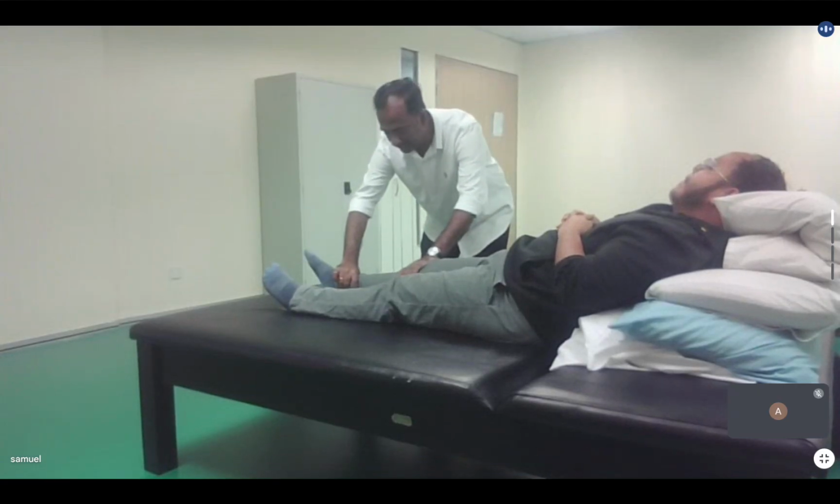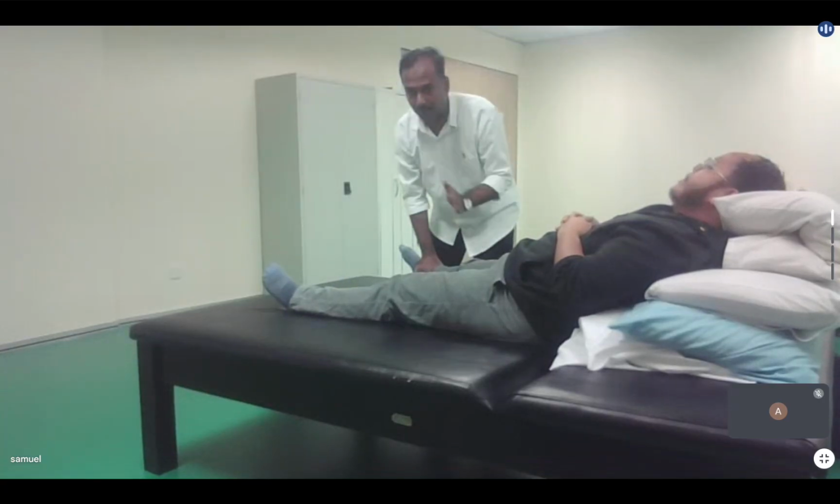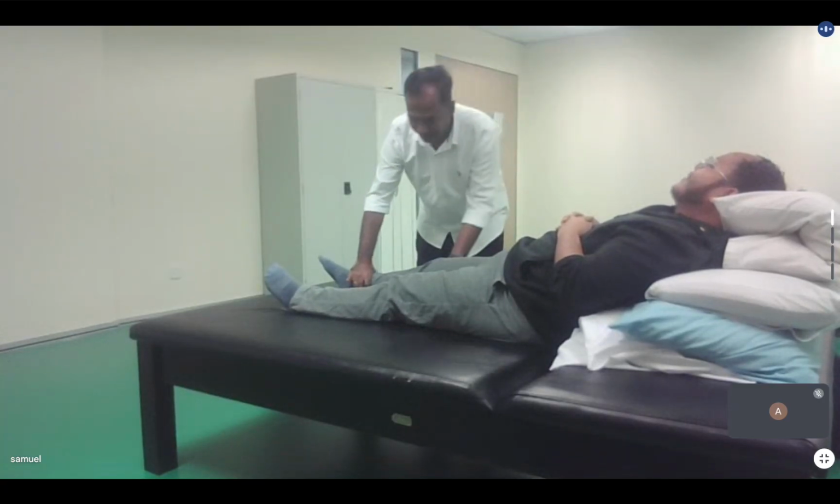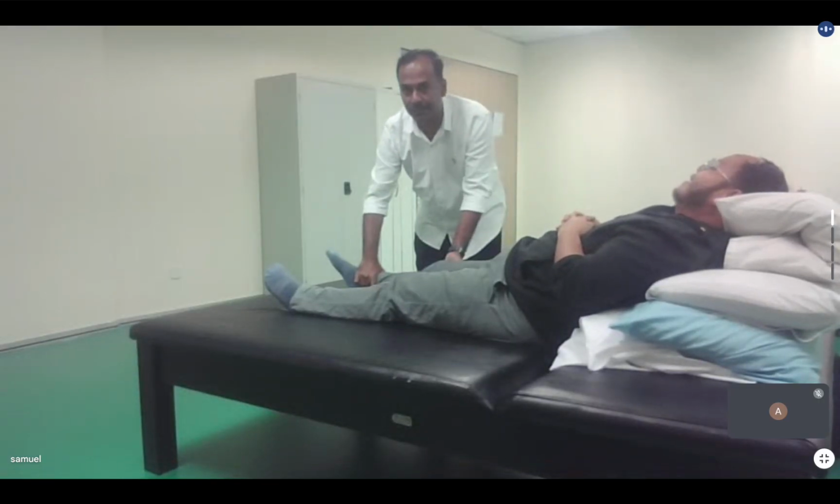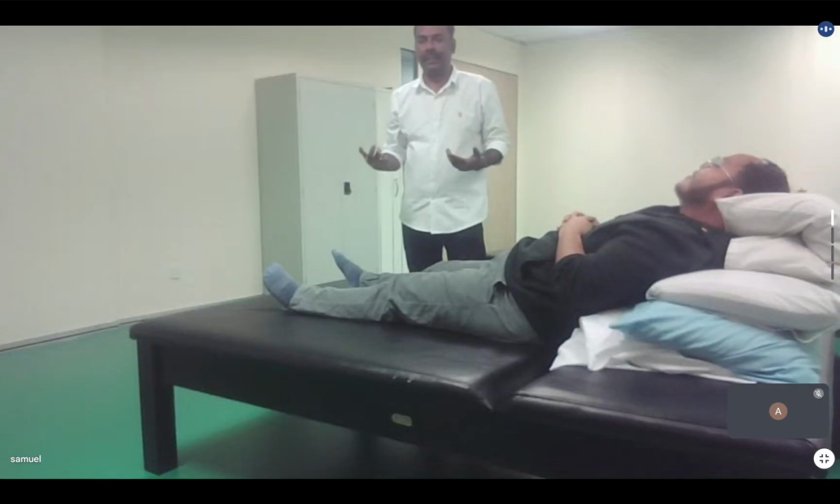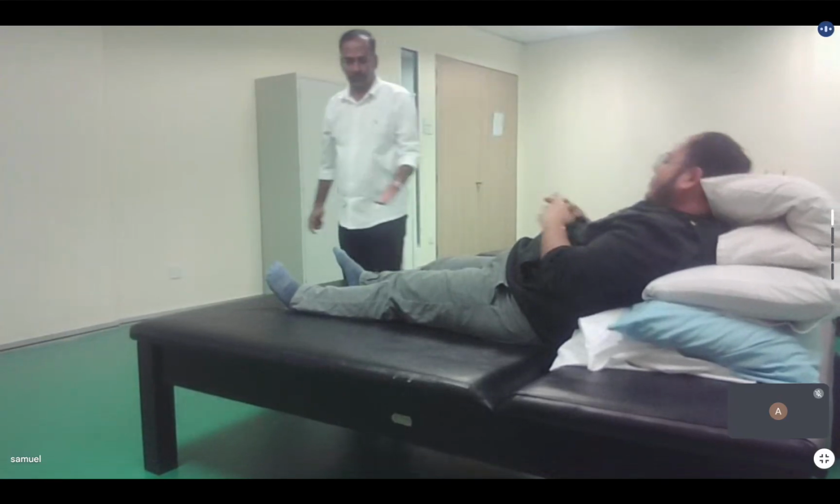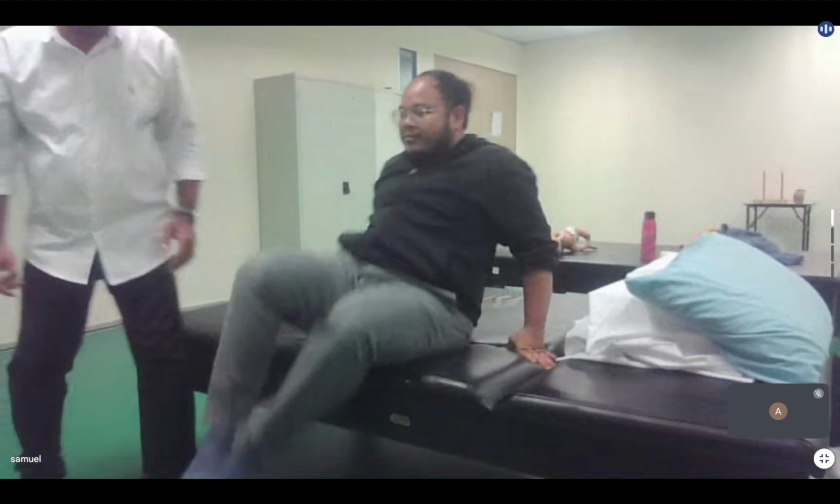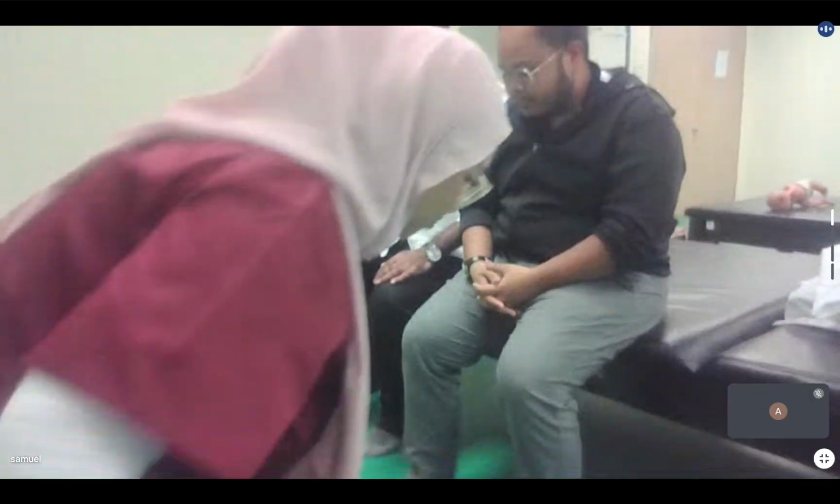So what are the things that we can do here? We can do adduction, then abduction in the lower limb. We can also do knee flexion, knee extension. You can also do hip flexion and extension. It depends upon you. If you want to do sitting, you can also ask him to sit. Initially, we ask him to slide his feet, 1, 2, 3, 4.